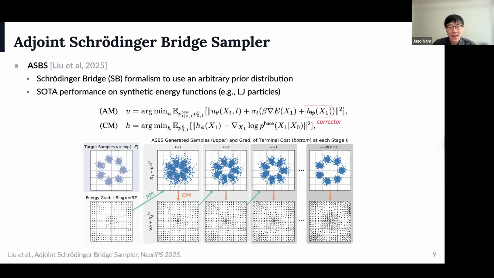so that we can iterate between the adjoint matching and corrector matching objectives to iteratively refine this corrector to correctly delete the effect of the non-degenerate prior and also enable this adjoint matching to guide this control function, like the control model, to eventually tilt the base diffusion process to sample from the Boltzmann density given by the energy function. So it has been shown to have top performance on synthetic energy functions like Lennard-Jones particles and Gaussian mixtures.